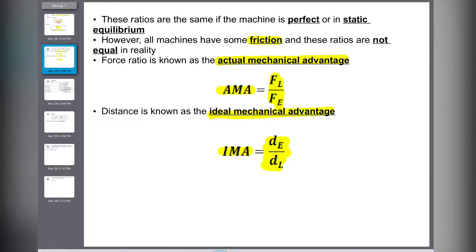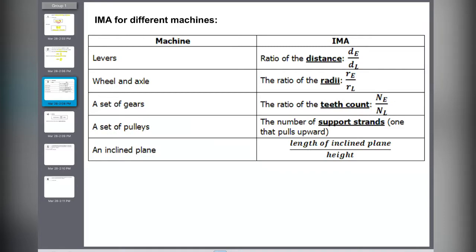And this is only for one machine. This is only for the levers, but remember we talked about many different kinds of machines, and you will be using different ratios because they're not all length. So for levers, to calculate IMA, it will be DE over DL. Wheel and axles will be the radius of the two wheels, the effort wheel and the load wheel.